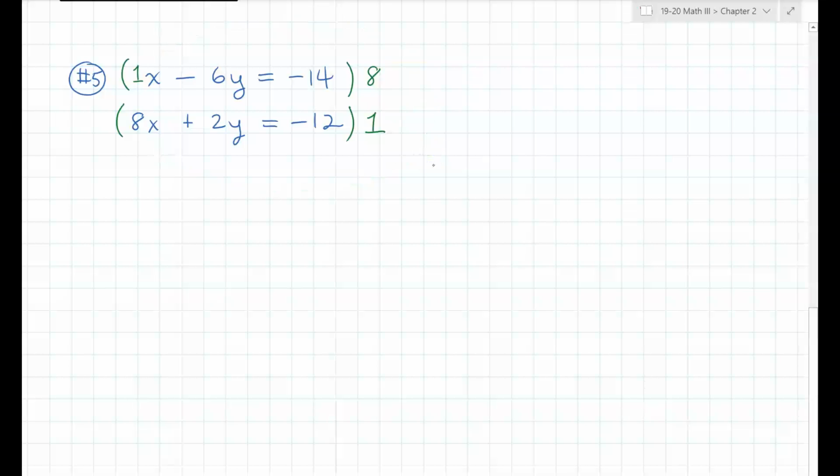So let's multiply out. So when I multiply this thing out, 8 times 1x, I'm going to multiply these 3 things, okay? So that's 8x minus 48y equals negative, what is that? That's a 32, 8, 9, 10, 11, this is 112. So negative 112. Now the bottom equation is easier, multiplying by 1, so everything stays the same. That's 8x plus 2y equals negative 12.